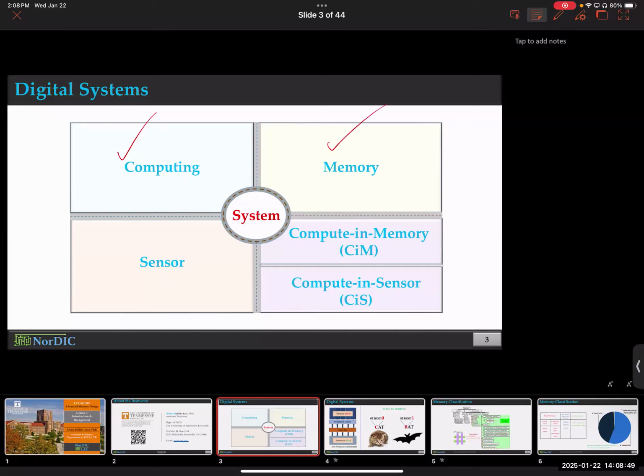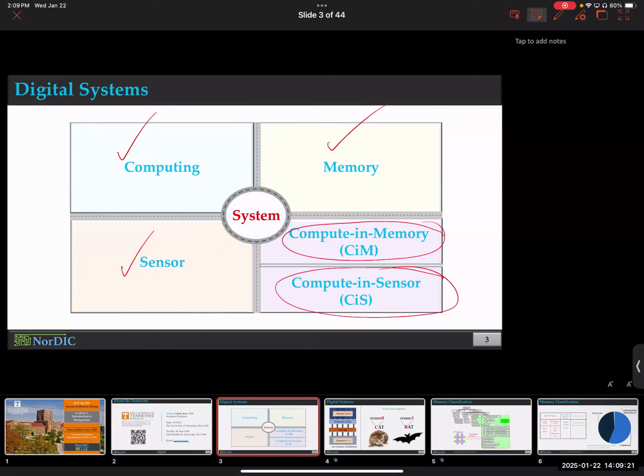We have memory that helps us store information. We have sensors that help us convert any kind of information to digital format. For example, a temperature sensor converts temperature information into streams of ones and zeros. A light sensor, smoke detector, whatever, like the magnetic field sensor, they convert all sorts of analog-ish inputs to digital format.